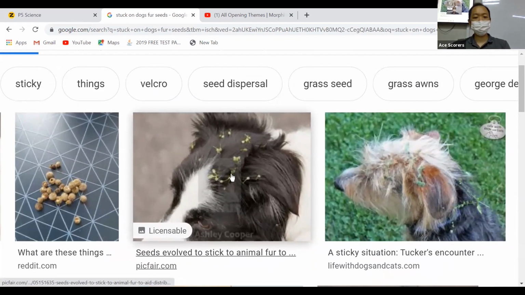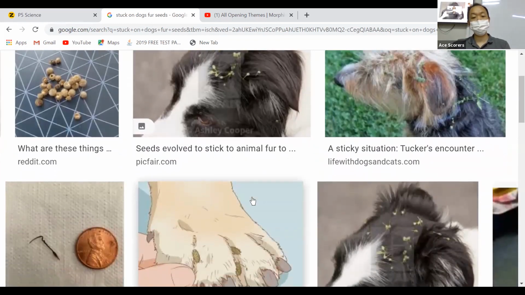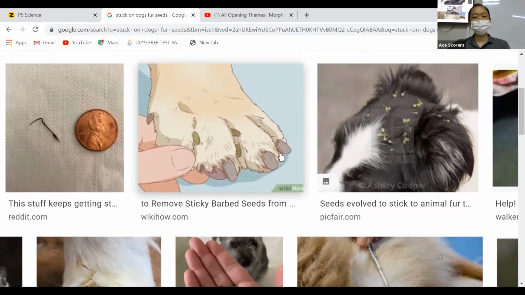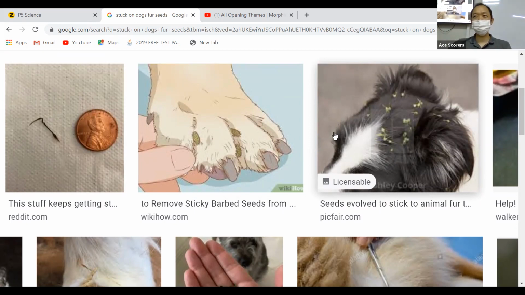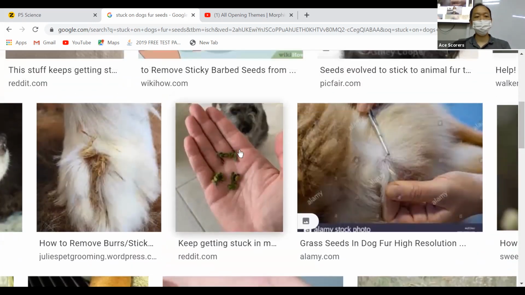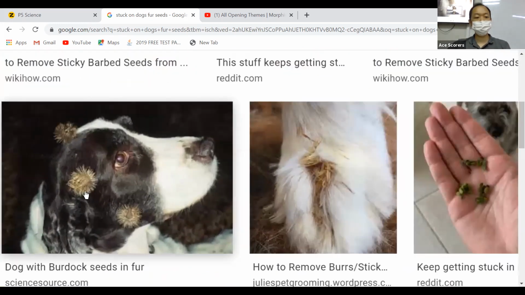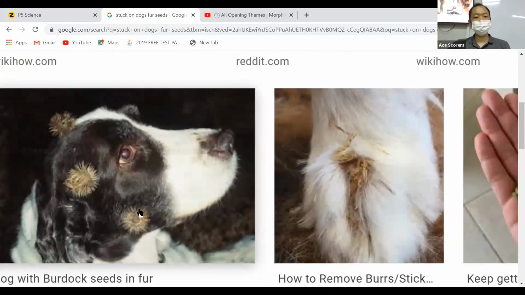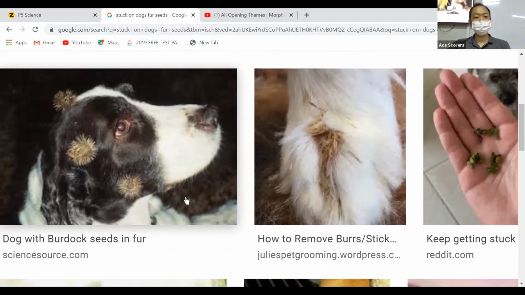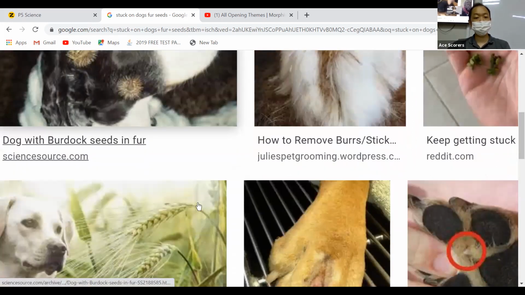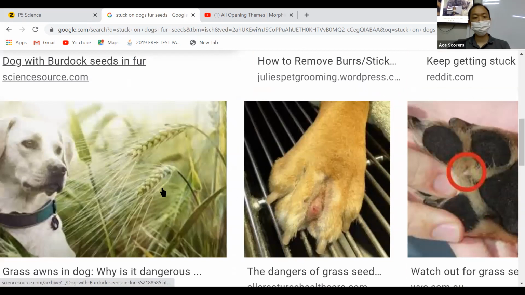So seeds, they get stuck onto the animals, and it's not about being stuck. The problem is trying to take them out. It's extremely difficult to remove. You have to cut out the hair, because some of them you can't just pull out of the hook. The hooks, you see, stick. Wow, that's a big one. Burdock seeds. Look at the dog, you see all these tiny grass seeds.